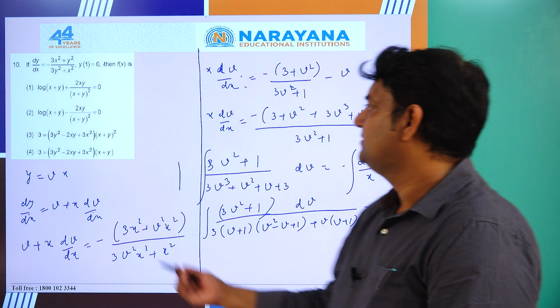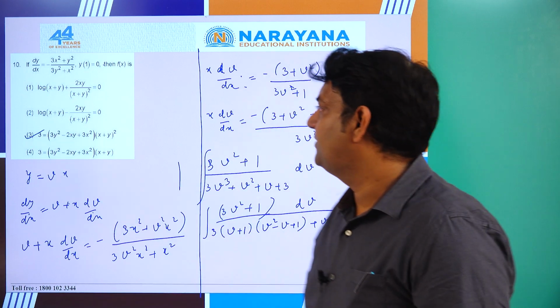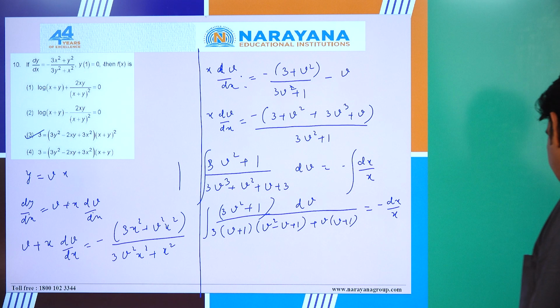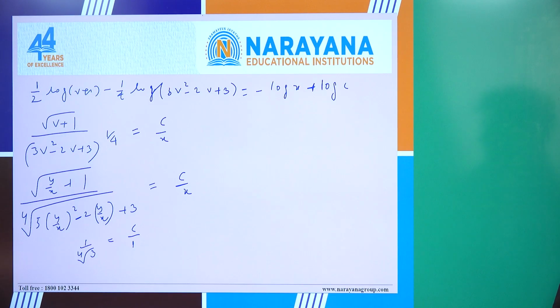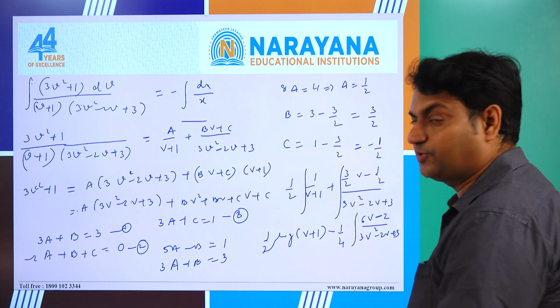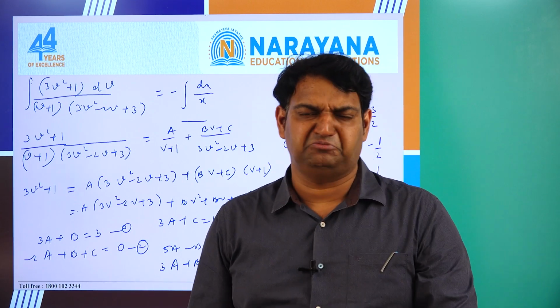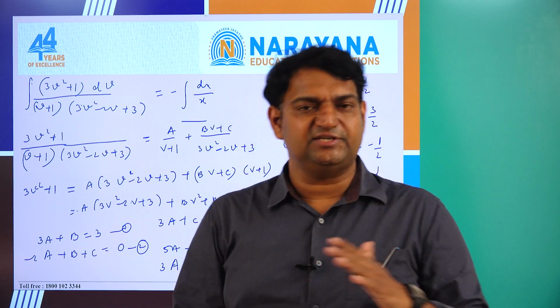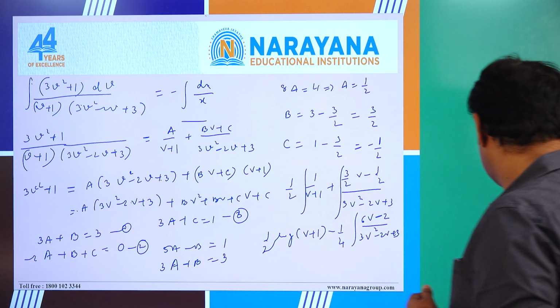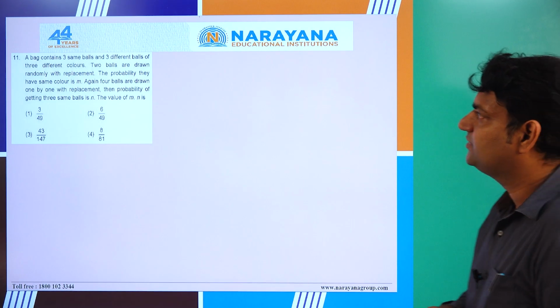According to the given options, when you do power 4 on both sides, square root whole square x plus y whole square should come. I hope the procedure is clear to you. Again, the problem is not difficult but lengthy. A homogeneous equation is always time-consuming. Let us move to the next problem.